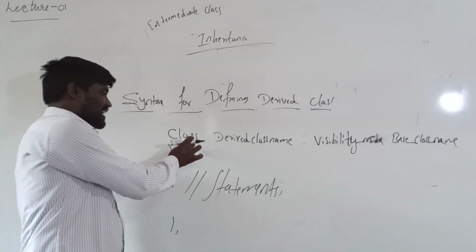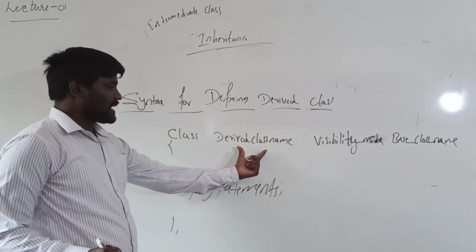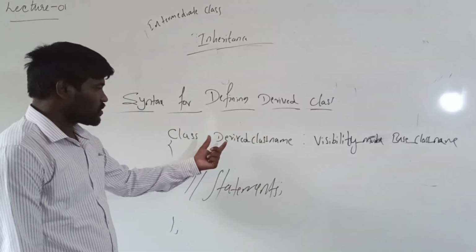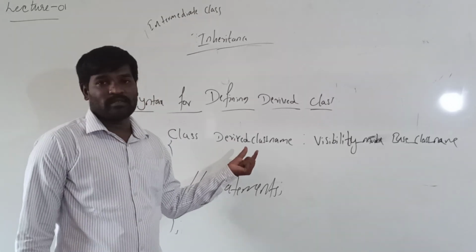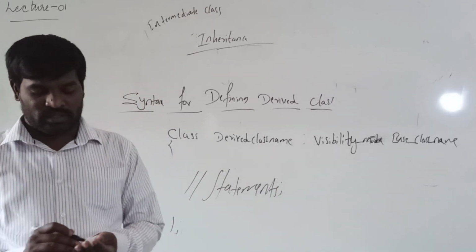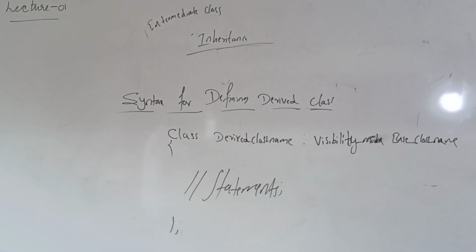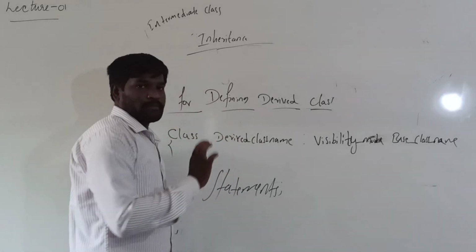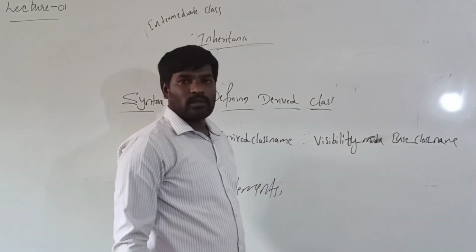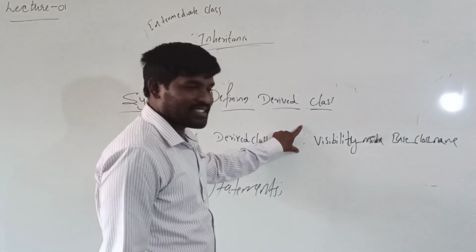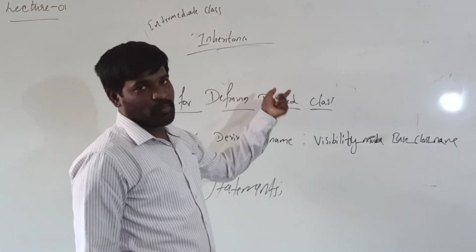First you write the keyword class. After that you write the derived class name. Here you can mention any name, but it must follow the identifier rules. You can give a sample name or your own name, whatever you want. After that, you put a colon. Here the colon is used to inherit the properties.